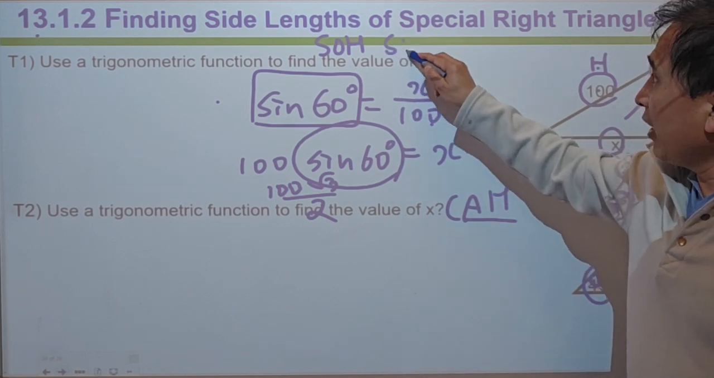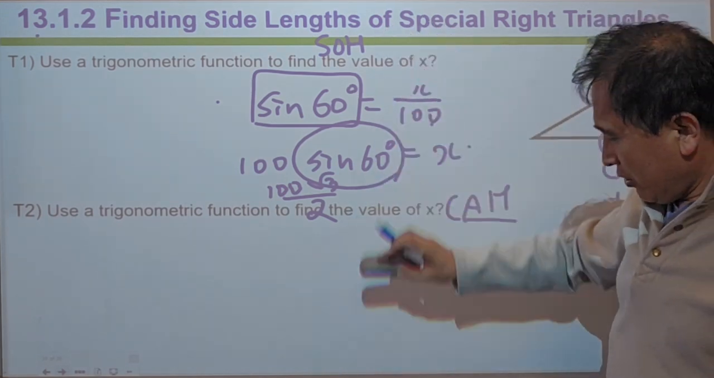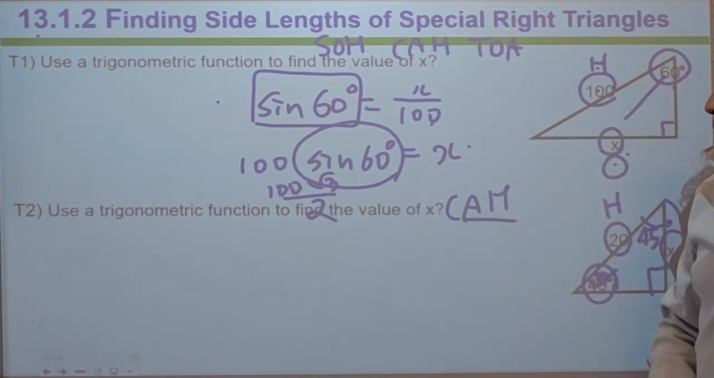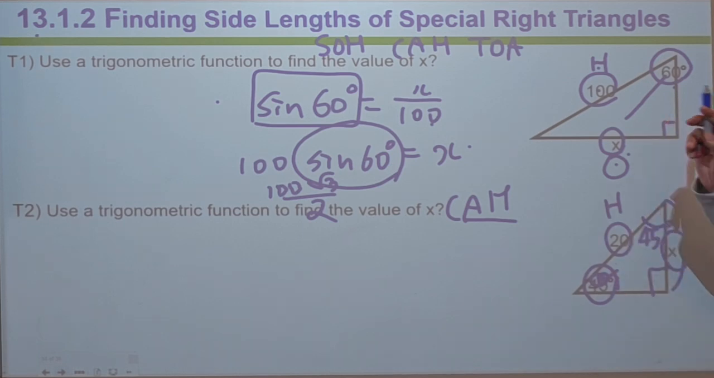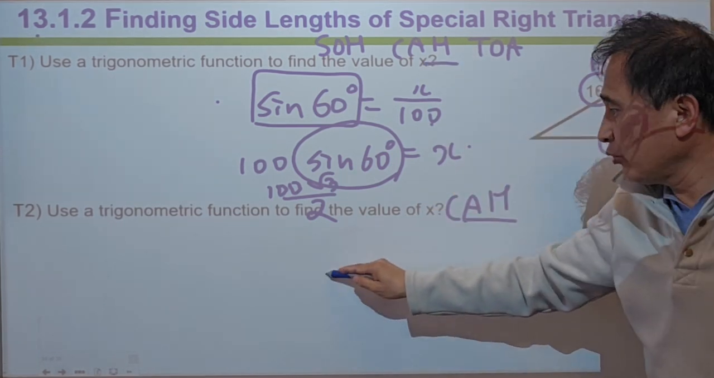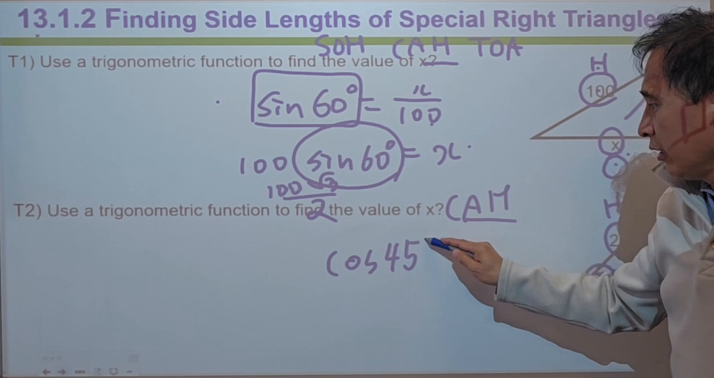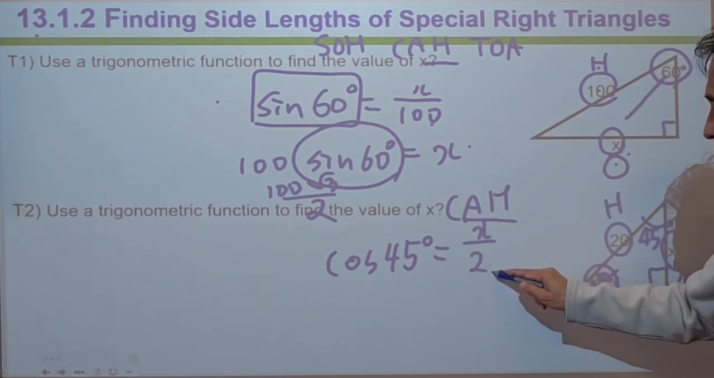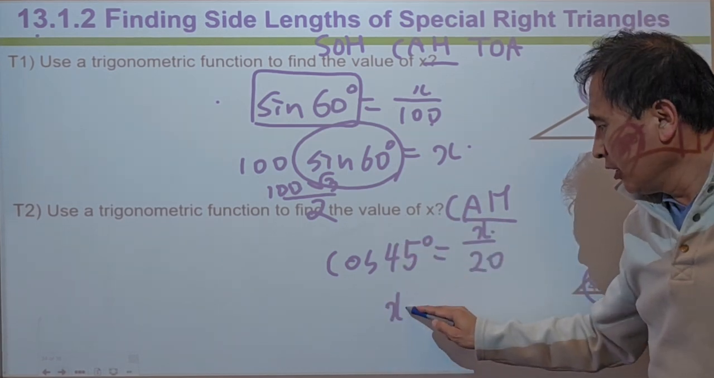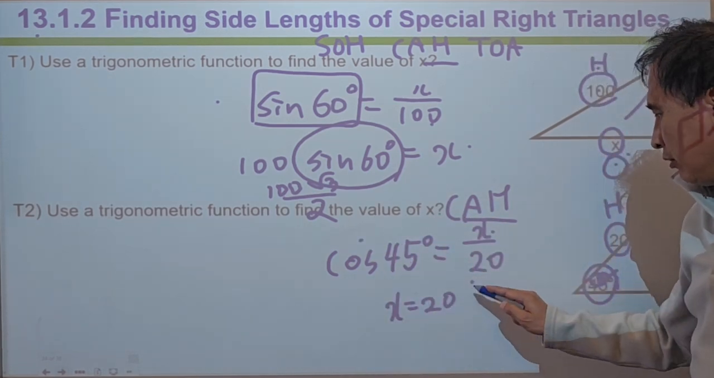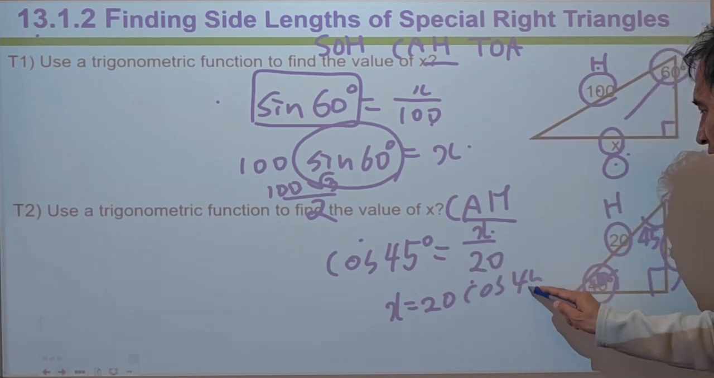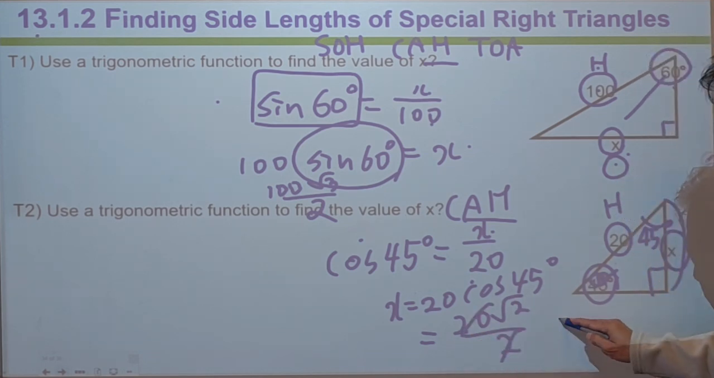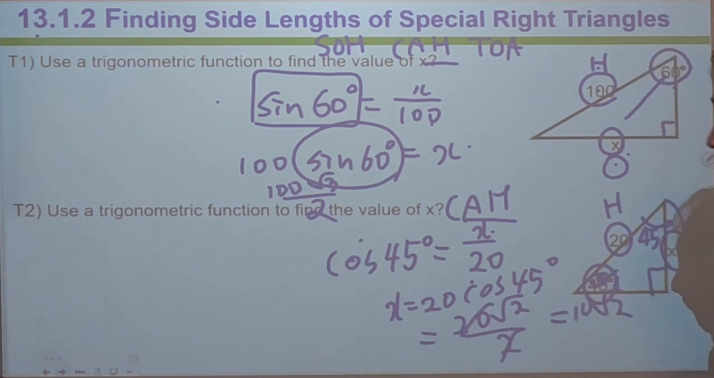If you don't memorize it, you write CAH, TOA until you fully memorize it and you're comfortable with that. This is a CAH right there, which means cosine. Cosine 45 degrees equals adjacent, which is x here, over 20. So x equals 20 cosine 45. Cosine 45 is root 2 over 2. So 20 root 2 over 2. Then you can simplify, and 10 root 2 is the answer. Okay?